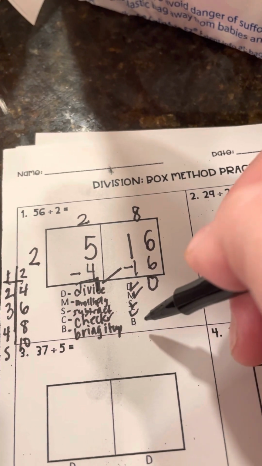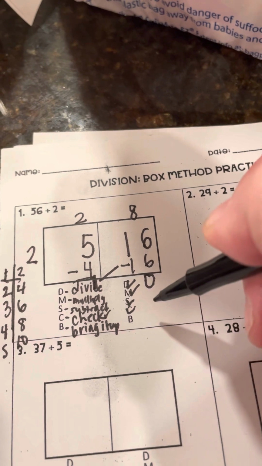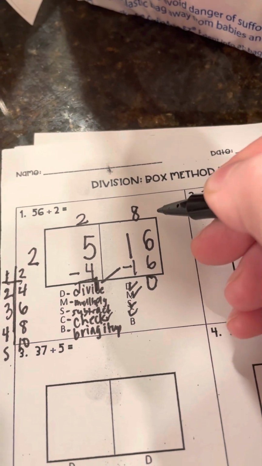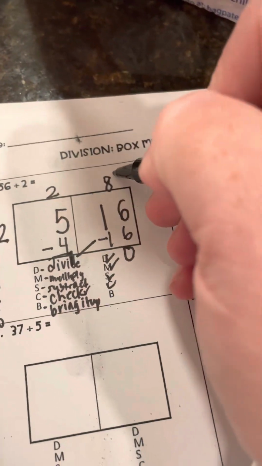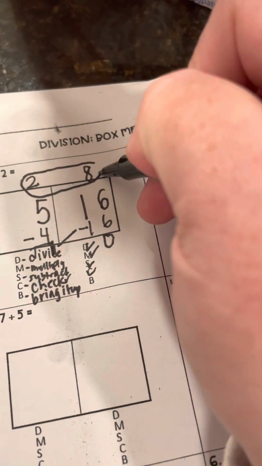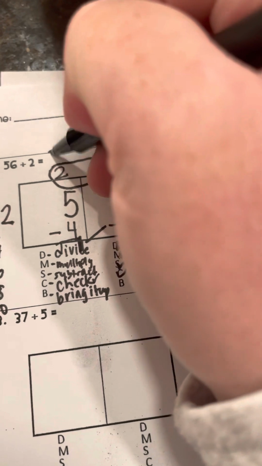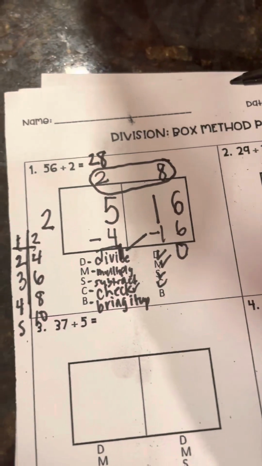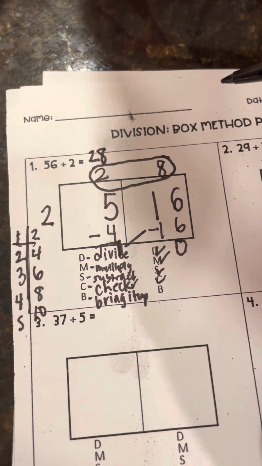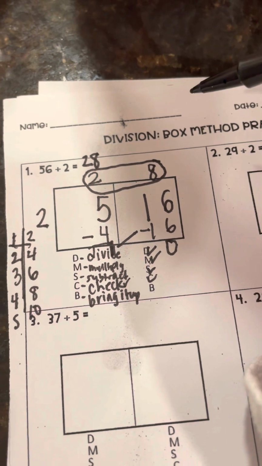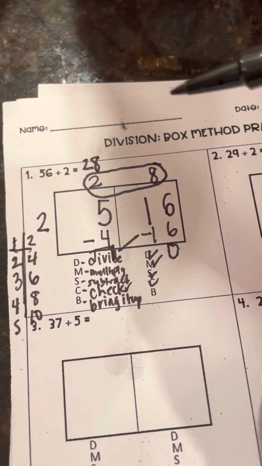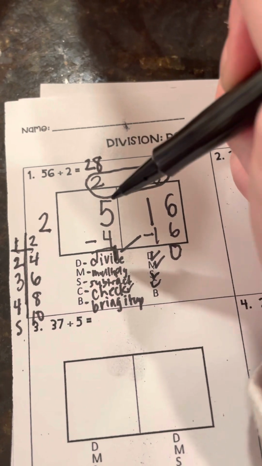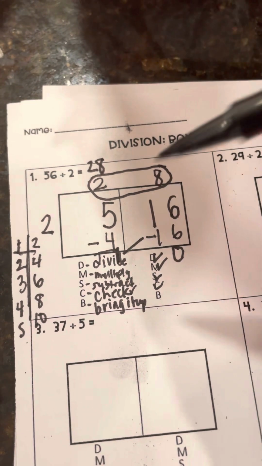In this case, if we had a remainder, let's say that was 1. We would bring it up by putting R1 for remainder 1. And our quotient, or our answer to our division problem, is always found at the top. And in this case, our answer is 28. And you can remember this box method by Does McDonald's serve cheeseburgers? Divide, multiply, subtract, check, and bring it up.